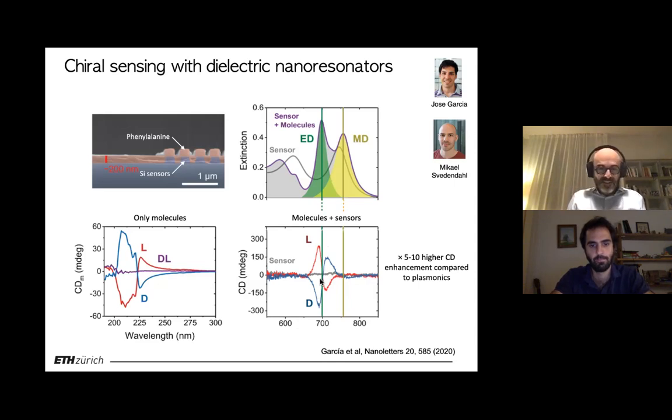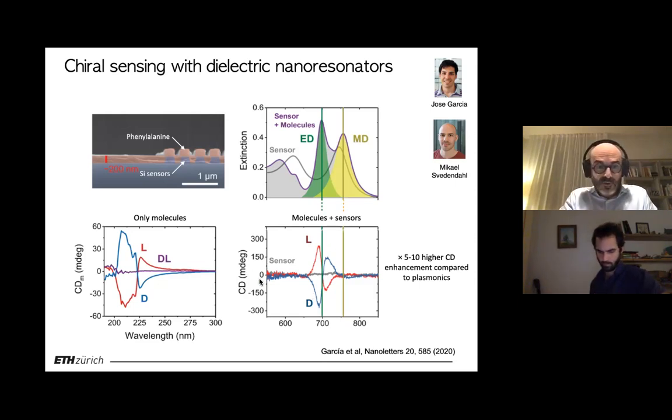Our interpretation of the system, and I must say that it's still open to interpretation because people do not really agree on how this is happening, is that somehow the molecule transfers its chirality to the nanoresonators. And what you see in this near-infrared region is actually the feature of the hybrid system that has become chiral because of this transfer. Okay.